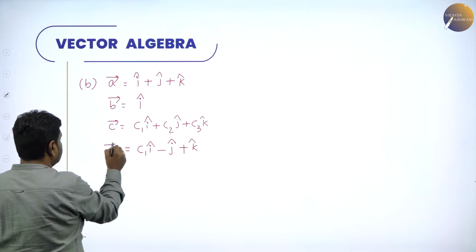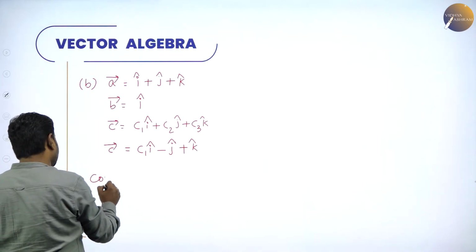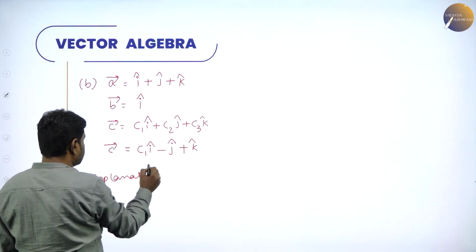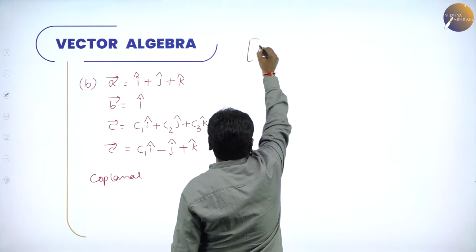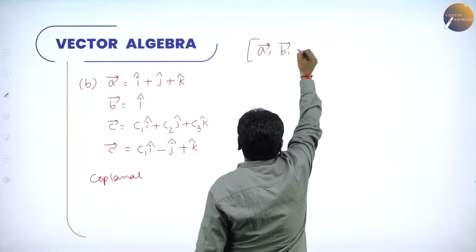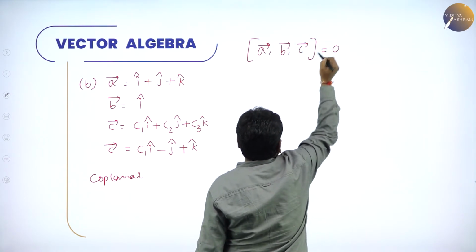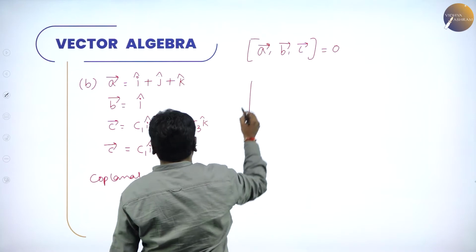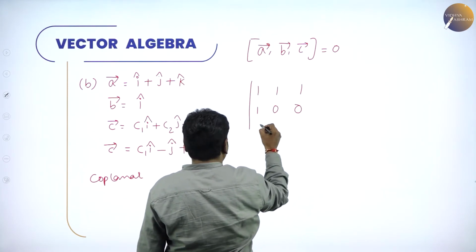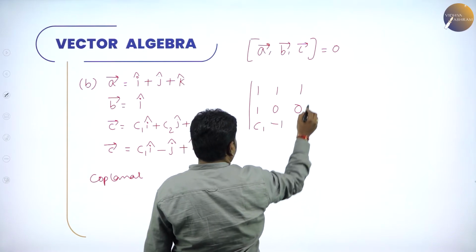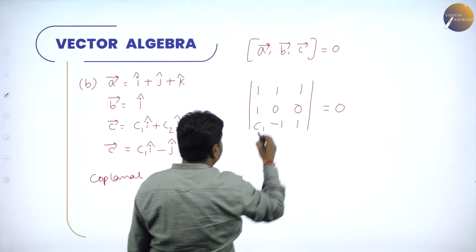So now, for vector C, they told us coplanar. All of you know coplanar means the box product is 0. So let us take box A, B, C equal to 0. Box product means the determinant. First row 1, 1, 1. Second row 1, 0, 0. Third row C1, minus 1, 1. Equated to 0. Now expand this.